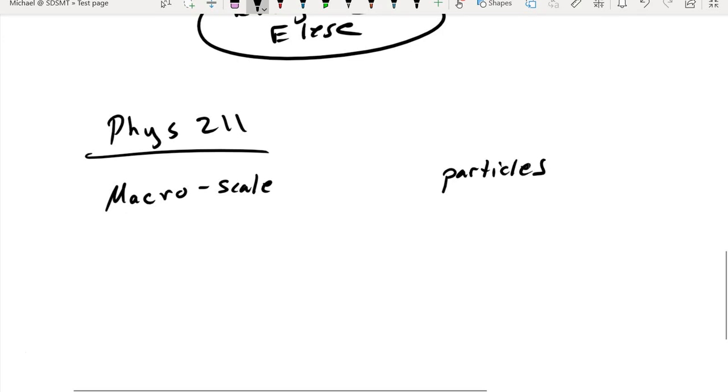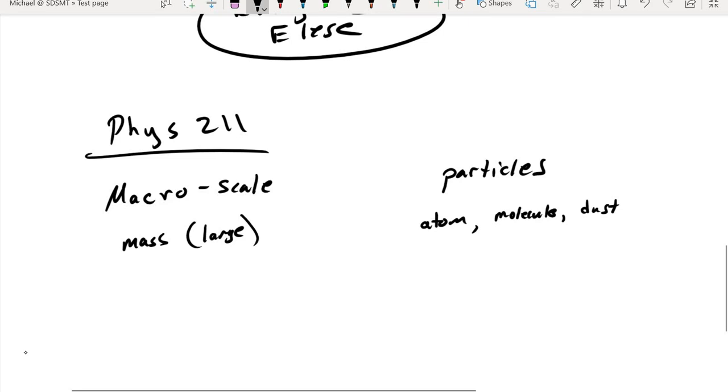And a particle could be anything from an atom to a molecule, maybe even a speck of dust or a grain of sand. So these are going to be very, very small objects, and as such they're going to have very, very small amounts of mass, whereas in the macroscopic scale you had large masses.